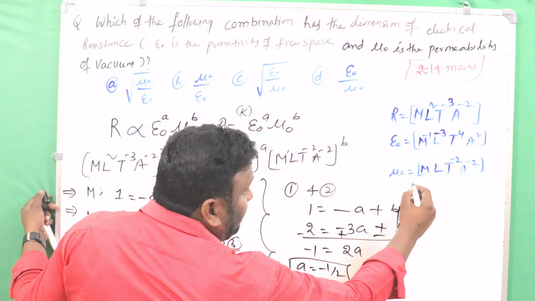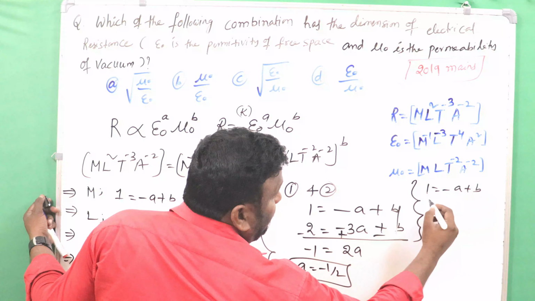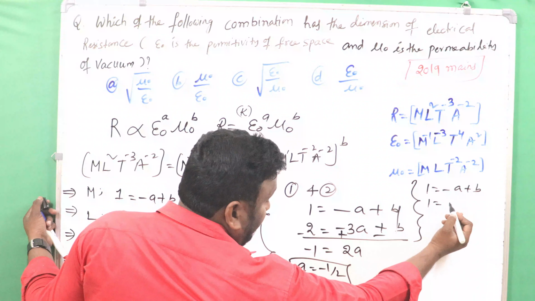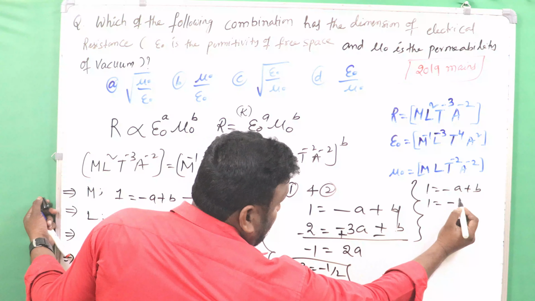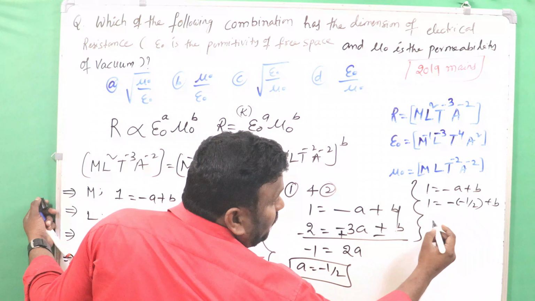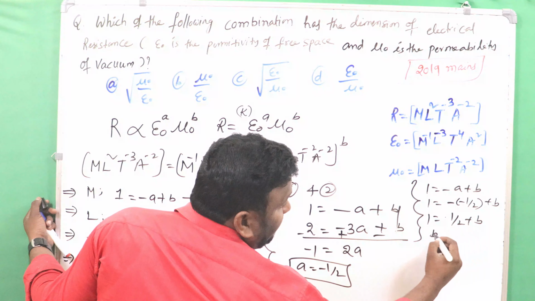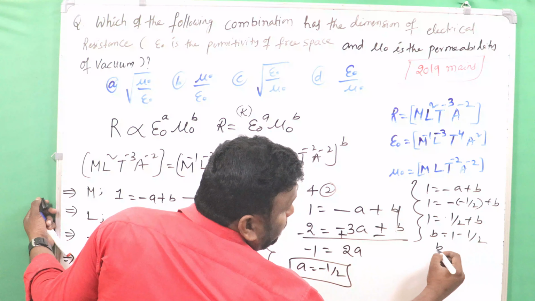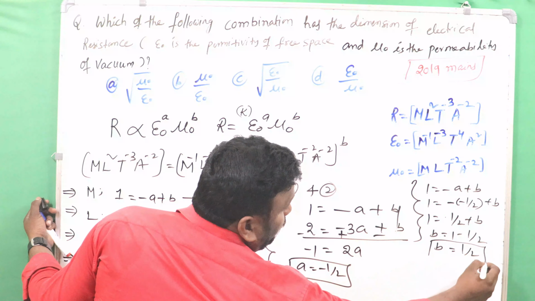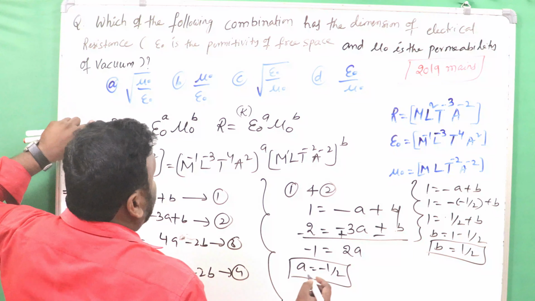Then obviously, 1 is equal to minus A plus B. The value of A is minus 1 by 2, so 1 is equal to minus of minus 1 by 2 plus B. Then 1 is equal to 1 by 2 plus B. B is equal to 1 minus 1 by 2, and B is equal to 1 by 2. Then obviously what can we write here?